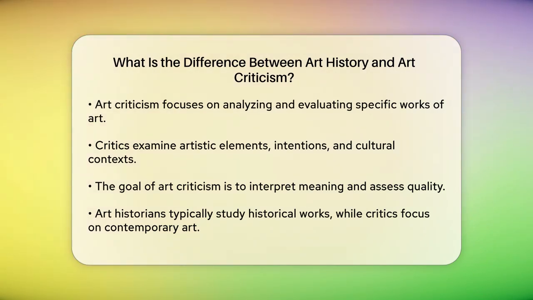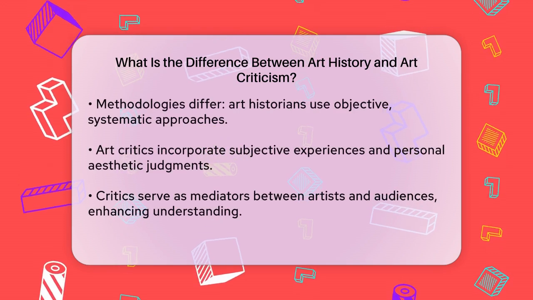One key difference is the time frame each field focuses on. Art historians typically study works from the past, using hermeneutical methods to construct historical and theoretical frameworks. In contrast, art critics often focus on contemporary art, analyzing and interpreting works by living artists to evaluate their value and significance. Another distinction lies in their methodologies.